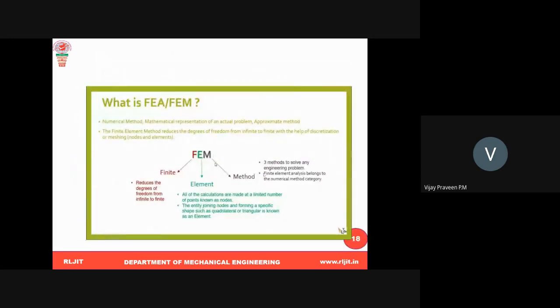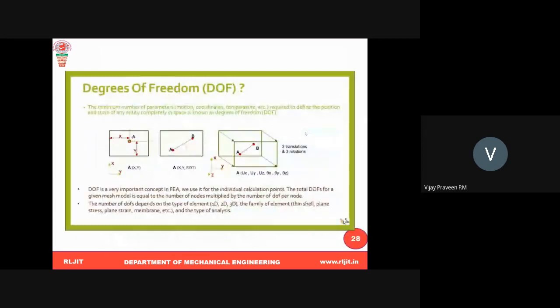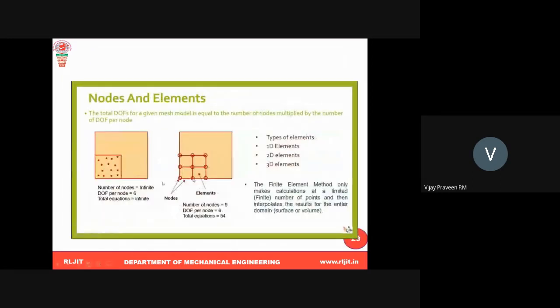By doing which process here they mentioned? The finite element method reduces the degree of freedom from infinite to finite with the help of what? Sir, meshing and discretization. Discretization process. You should use the technical word discretization process. That is what the example I gave here.